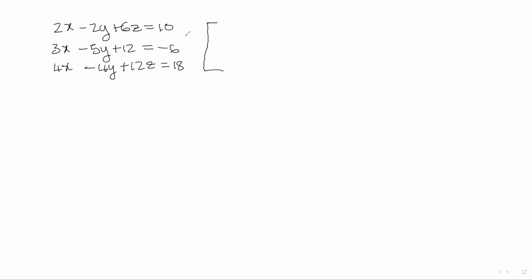Basically we remove all the variables and we're left with the constants, the numbers. 6, 10. The other 12 is supposed to have a z, right?